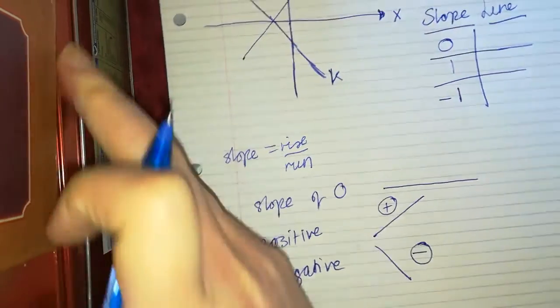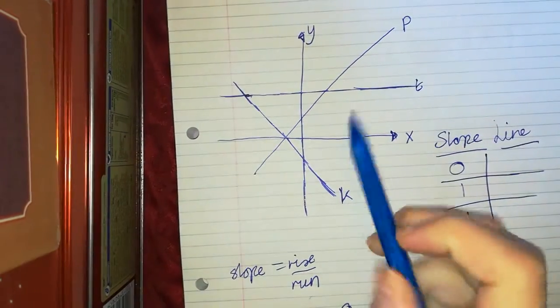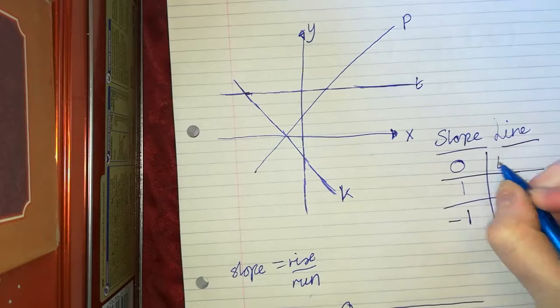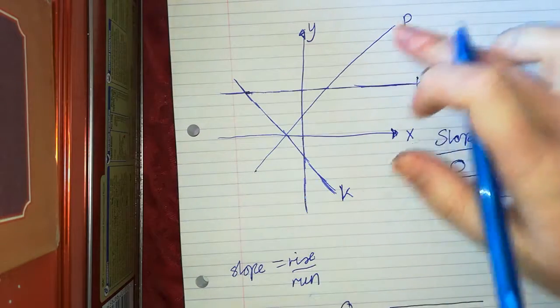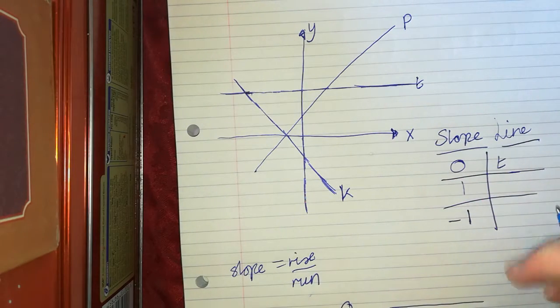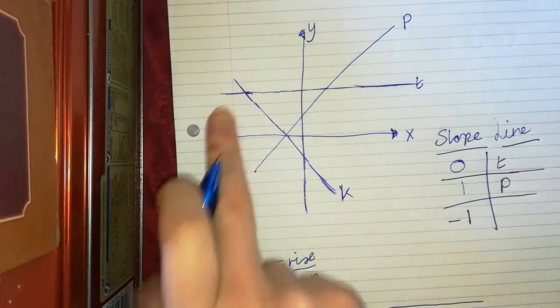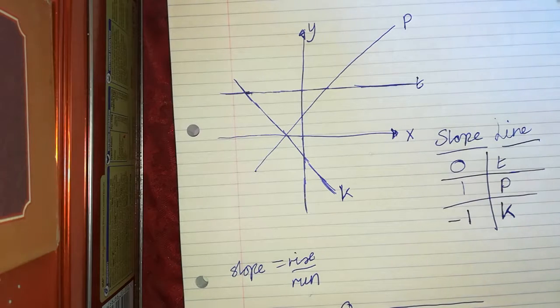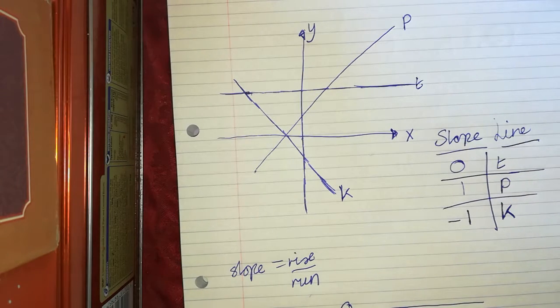So knowing that now, we can see t is just straight across, so that is a slope of 0, so t must have a slope of 0. Then p has a positive slope, and only one of them has a positive slope, so this one must be p. And then k has a negative slope, so k must have the slope of -1.